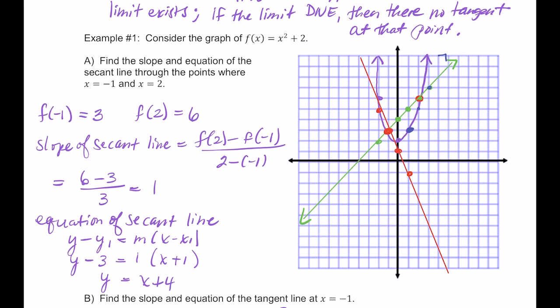Let me try that again. Okay, you can kind of see here how that line is tangent to the parabola.